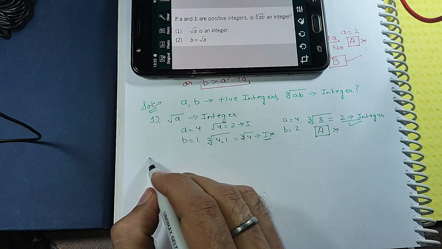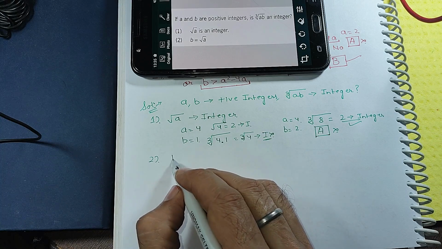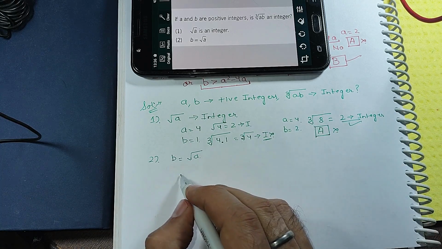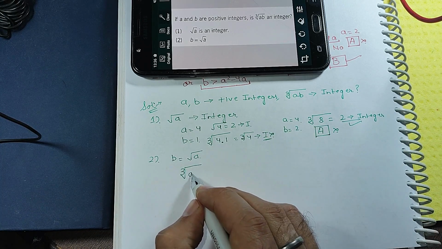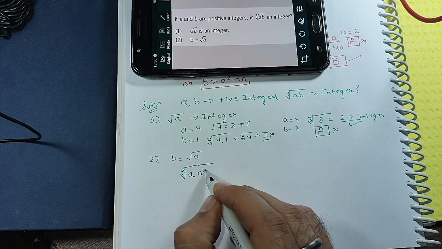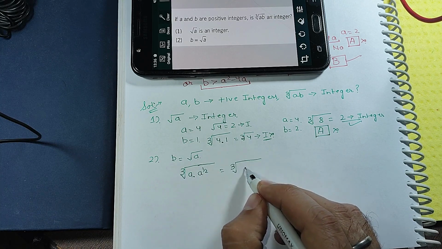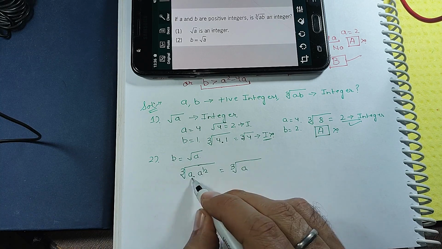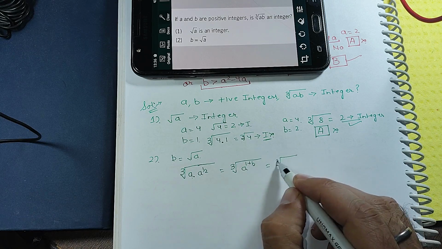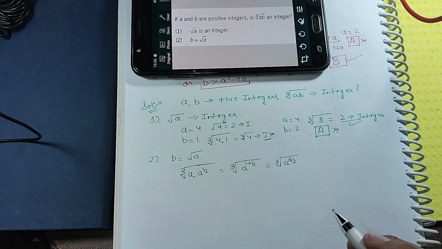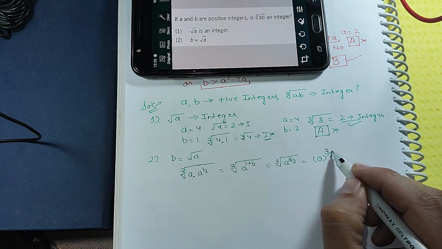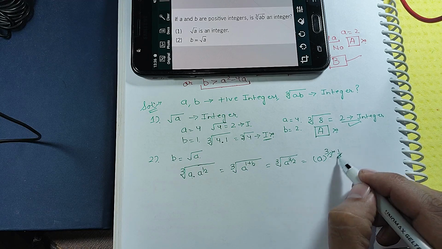Now moving to statement 2. Statement 2 tells me that b is equal to the square root of a. Now, if I put this value over here, I would be getting the cube root of a times b, and in place of b I can write a raised to power 1/2. Or I can write this as a raised to power 1 + 1/2, base is same, powers added. Or I can write the cube root of a raised to power 3/2, right? So this will be equal to a raised to power 3/2 into 1/3, right? So this is basically cancelled.